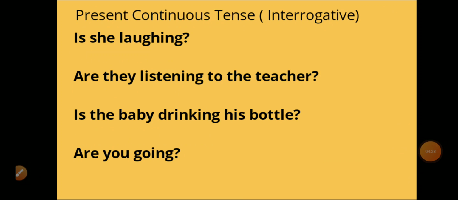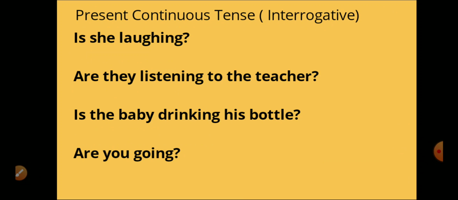Now let us see present continuous tense interrogative. When you ask a question in present continuous tense. First, is she laughing? Helping verb is/am/are we will use first, and then the subject will come. Then first form of the verb, and then ing. Is she laughing? Question mark.